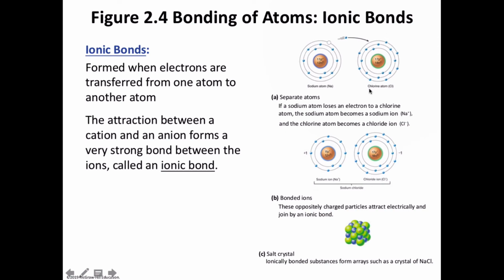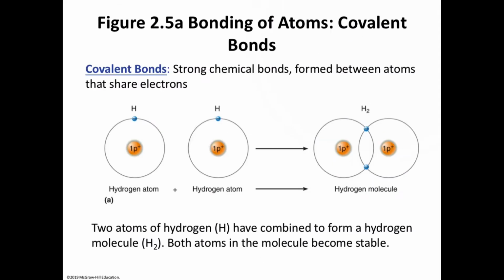I'll help you out. It has 1, 2, 3, 4, 5, 6, 7 valence shell electrons. By the transfer of that electron, class, from the sodium to the chlorine, we now get what is called sodium chloride, and the sodium becomes positively charged and the chloride is now negatively charged. We call this salt. It's typical for these ionic bonds to form what are called salts.